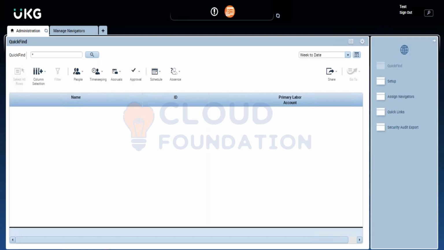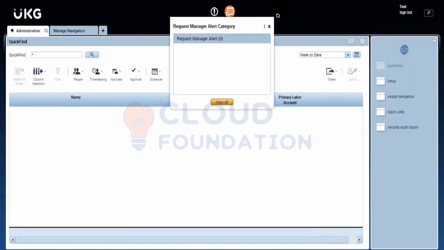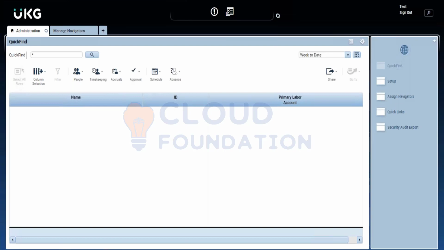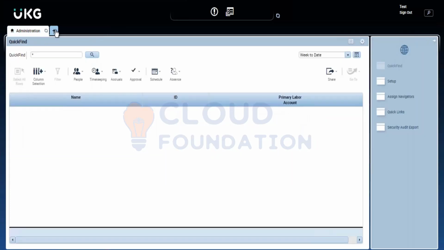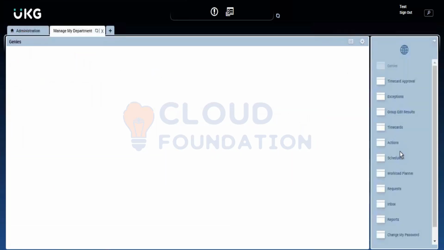This is an inbox. So they have a request manager alert. So you can also try creating an inbox for yourself as a widget here. So when you just click on that icon, it's going to show your inbox directly rather than you going to manage your department and then going to your inbox.